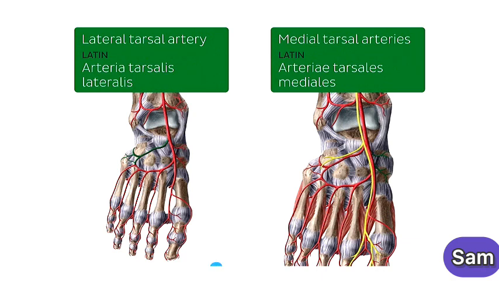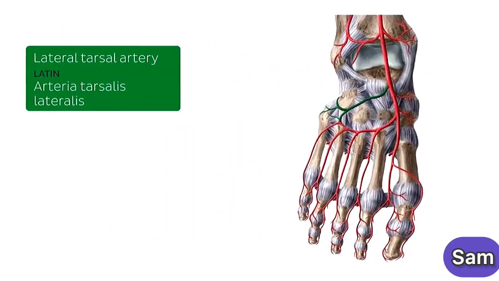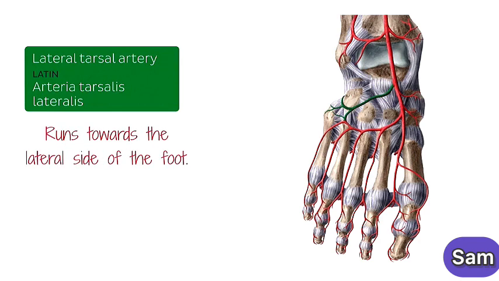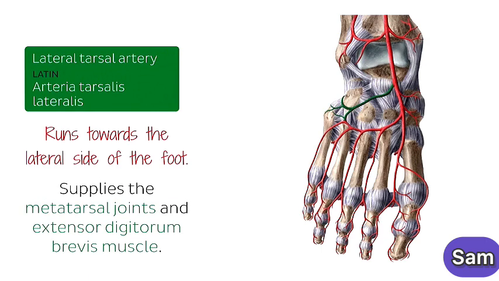And just for a bit of reference, we can see here that this is the medial side of the foot, since it's in the same direction as the big toe. And this part here is the lateral part of the foot, as this is in the same direction as the little toe. You notice here that these arteries are projecting either laterally or medially, hence their names as well. If we take a closer look at the lateral tarsal artery, this one branches off at the level of the navicular bone and runs towards the lateral side of the foot. This artery is going to be supplying the metatarsal joints as well as the extensor digitorum brevis muscle.